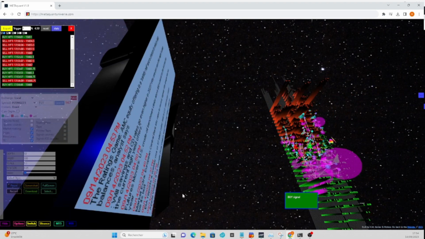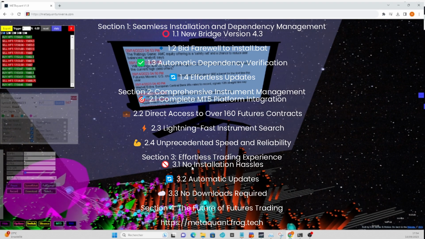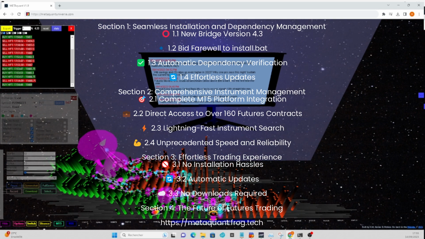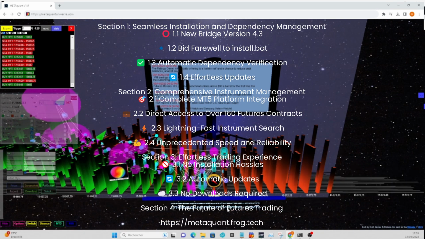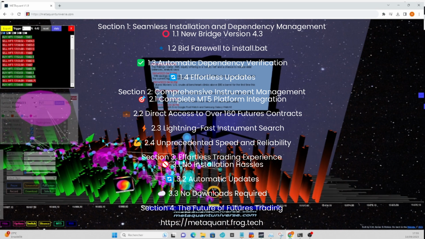Let's simplify trading together. With Meta_Quant Bridge 4.3, the possibilities are endless, and the future of futures trading is brighter than ever. It's time to explore, expand, and elevate your trading experience. Let's get started.